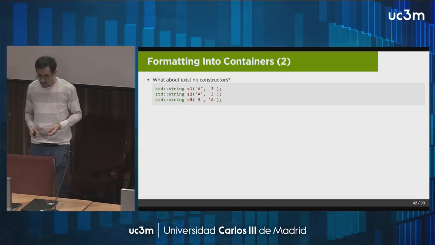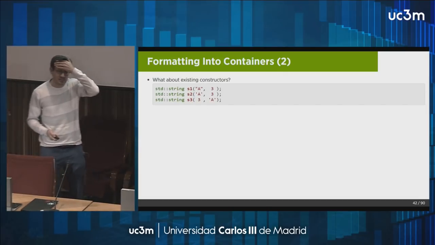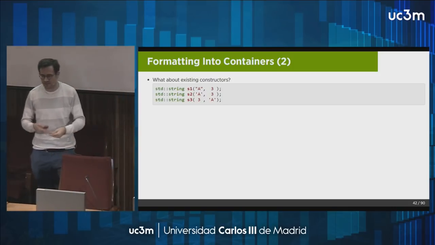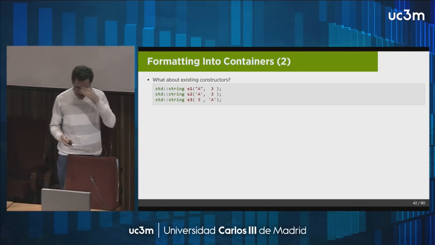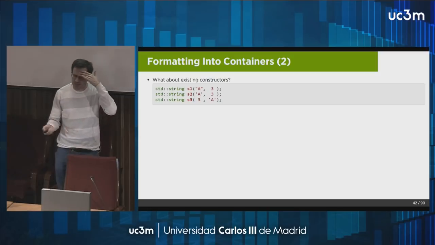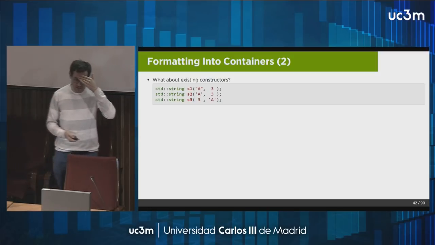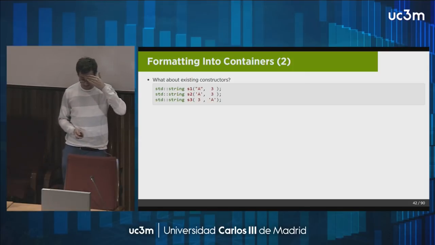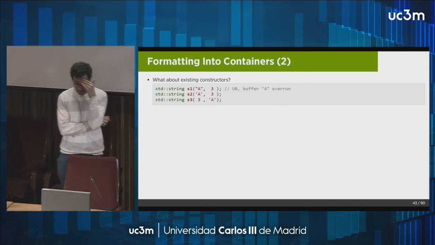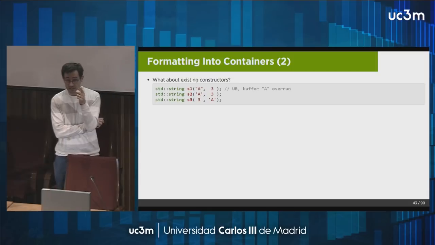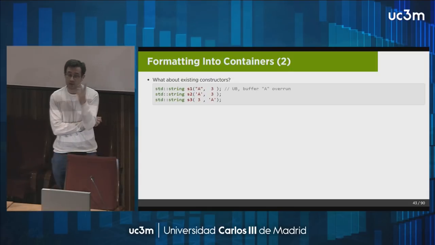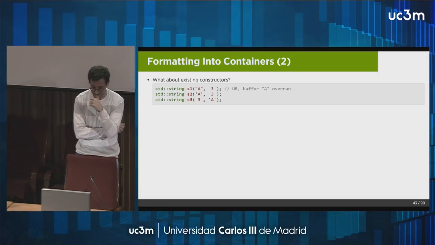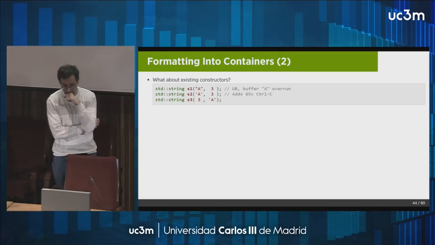Now, what about the existing constructors of std string? I mean, you have more than one argument to std string. What about these constructors? What do we do with them? Let's look at them. All these are constructors of std string. Oh, my God. So this takes 3 elements of the A buffer. Well, it only has 2 elements, A and the zero terminator. That's undefined behavior. Okay, well, let's try that again.